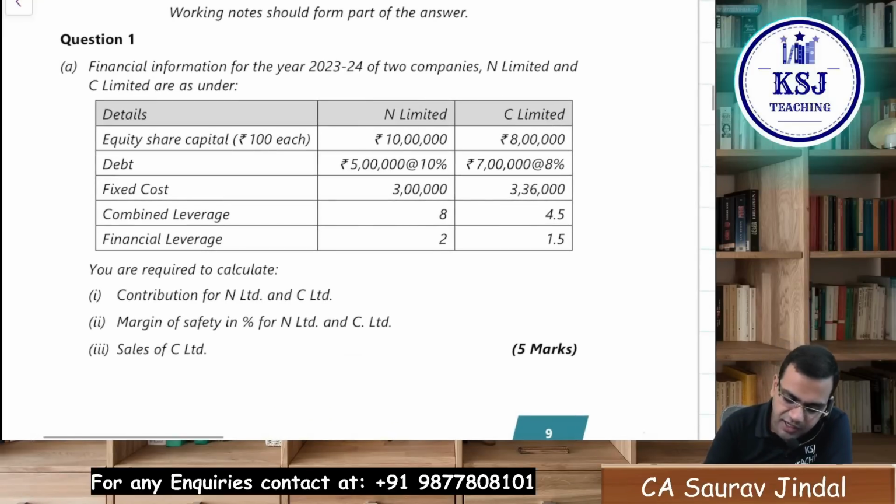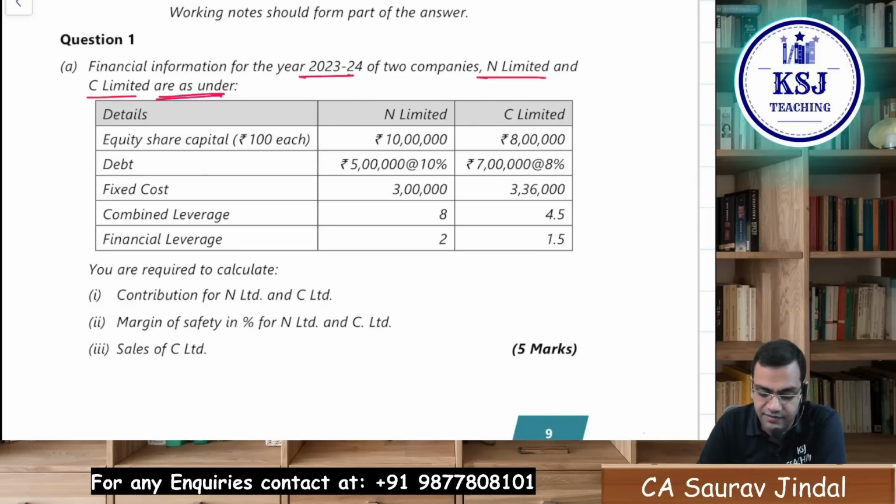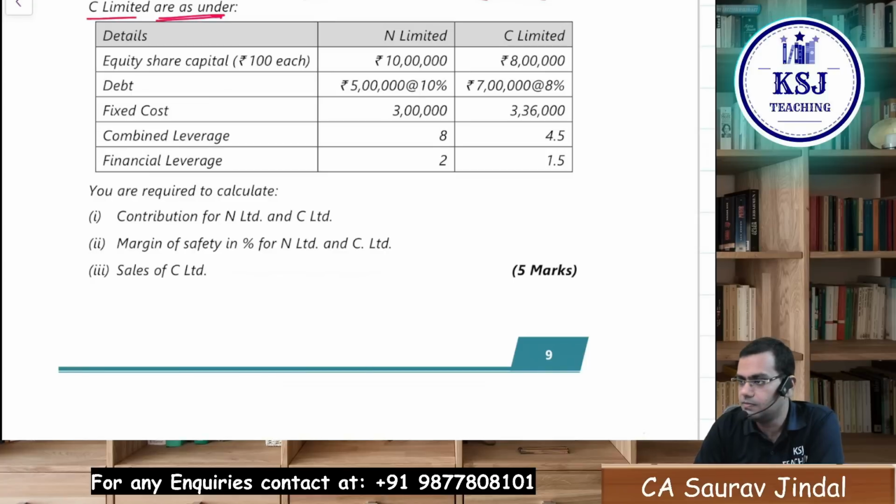Financial information for the year 2023-24 of the two companies N Limited and C Limited are as under. Equity share capital of rupees 100 each, 10 lakh and 8 lakh. Debt is given 5 lakh at 10% and 7 lakh at 8%. Fixed cost is given 3 lakh and 3 lakh 36,000. Combined leverage of 8 and 4.5 and financial leverage of 2 and 1.5. You are required to calculate the contribution for N Limited and C Limited, margin of safety in percentage for N Limited and C Limited, and the sales of C Limited. First of all, how can you calculate contribution?